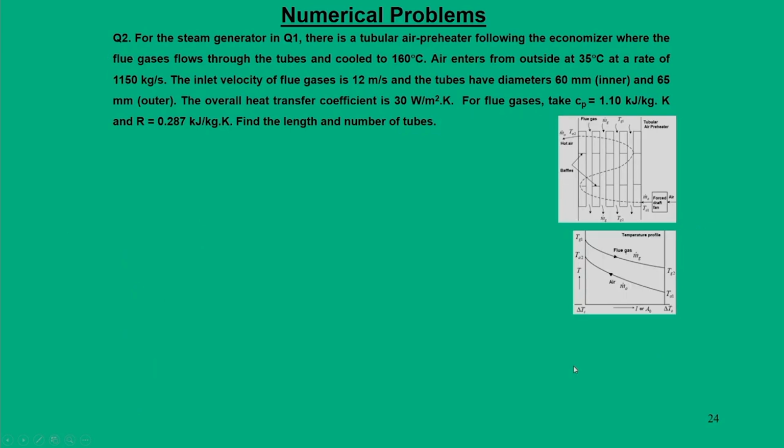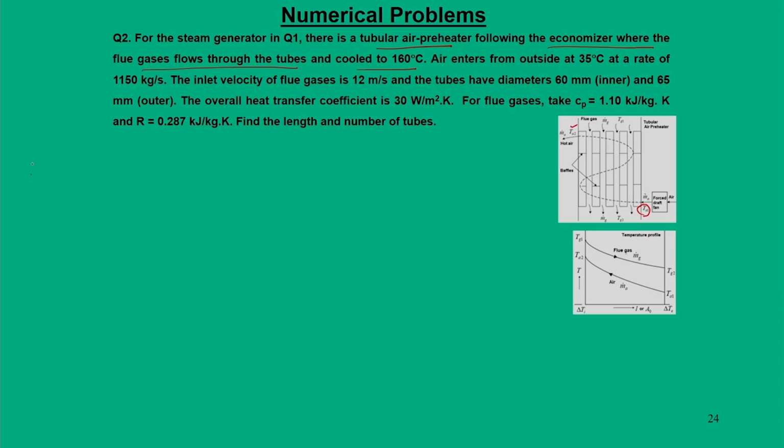The next problem is in connection with question 1, that is for the steam generator unit, it uses an air preheater. So, essentially we need to take some data from our previous question to solve this problem. For the steam generator of question 1, we use a tubular air preheater following the economizer where the flue gas flows through the tubes and cools to 160 degree centigrade. Here you have air entry at TA1 temperature with mass flow rate m dot A, and air goes out at TA2.